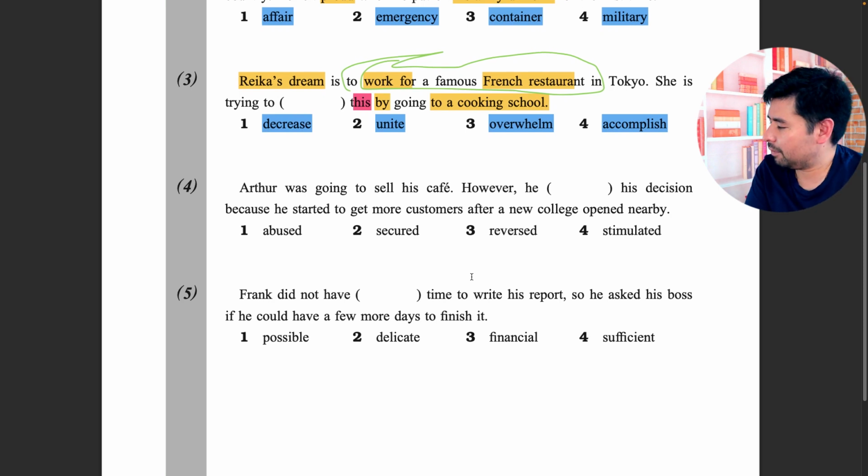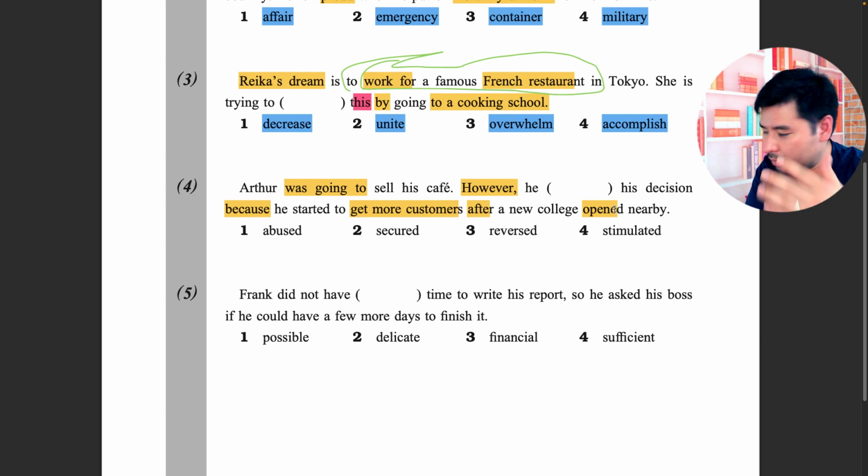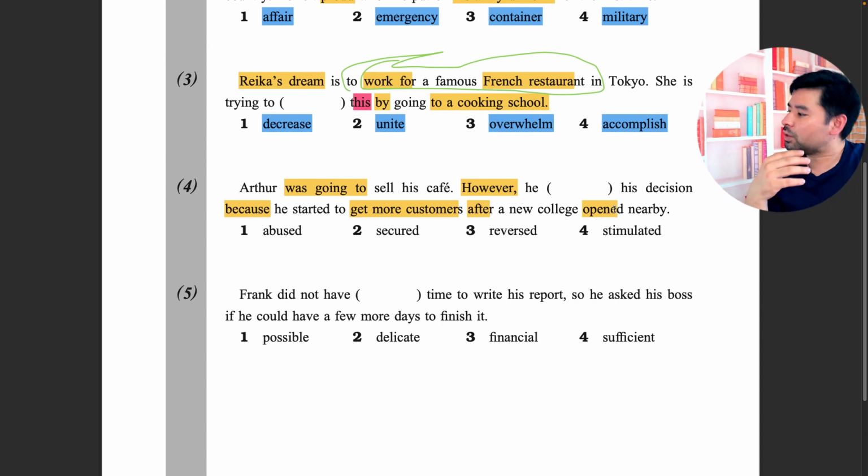Here we have Arthur was going to sell his cafe. Was going to, an important word. However, another important word, he something his decision, because he started to get more customers after a new college opened nearby. So this is the situation. Arthur was going to sell his cafe. However, he did something in his decision, because he started to get more customers after a new college opened nearby. New customer is like a new client.